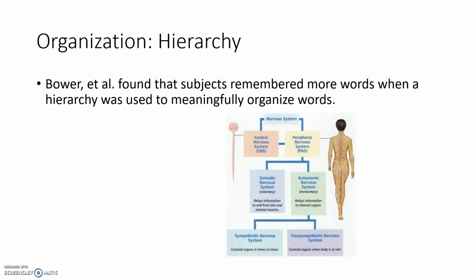So there's also something known as organization of ideas. Bauer et al. found that subjects remembered more words when a hierarchy was used to meaningfully organize words. So, for example, we have the nervous system here. It's broken down into the CNS and PNS. The PNS is broken down into the somatic nervous system and the autonomic nervous system, and then the autonomic nervous system is broken down into the sympathetic nervous system and the parasympathetic nervous system. So when I think of it this way, it's much easier to remember.